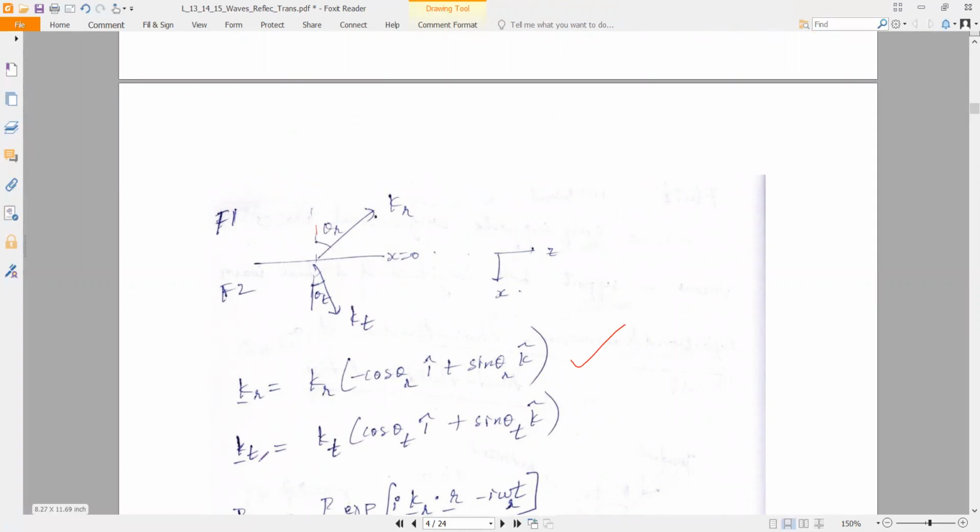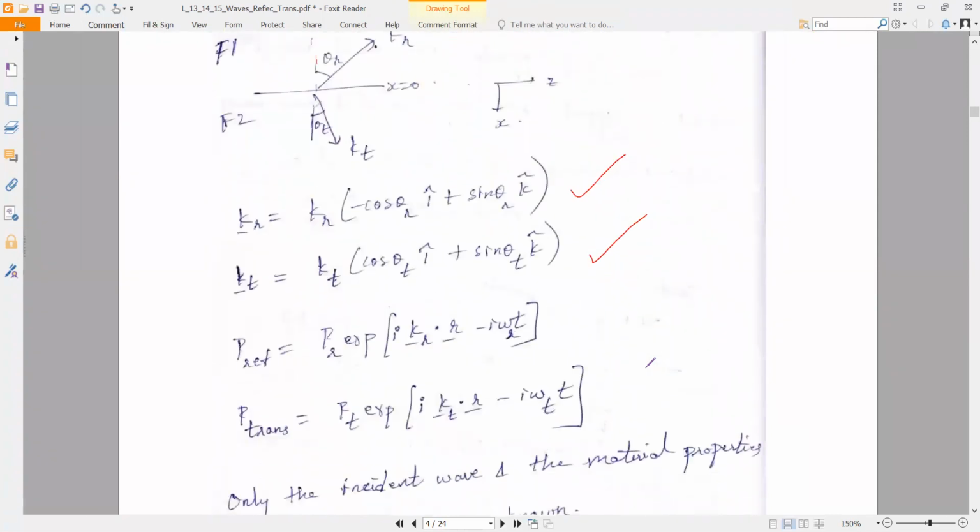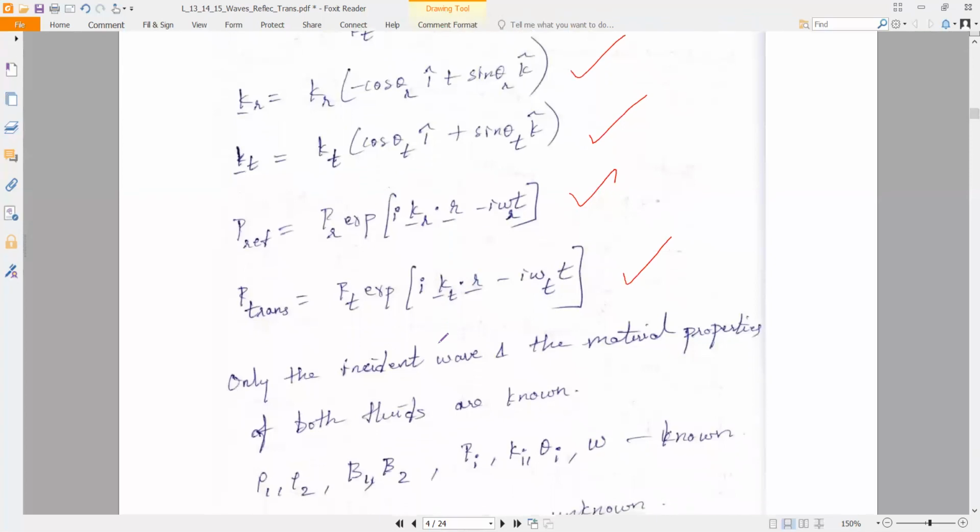And using simple vector notation, you can write kt in vector form, which means you can write the reflected wave and the transmitted wave in the corresponding simpler forms. So what is it that we are trying to analyze? When we say that we have the interface of two fluids, and a wave is coming from the first fluid into the second fluid, we know the following.